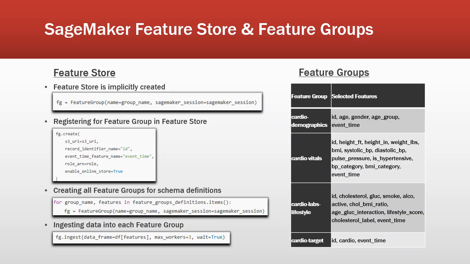The demographics group includes core population identifiers like age and gender. The vitals group captures physical measurements such as blood pressure and BMI, all critical indicators of cardiovascular stress. Our labs and lifestyle groups reflect metabolic and behavioral risk factors: cholesterol, glucose, smoking, and physical activity. And finally, the target group stores the cardiovascular disease label, which serves as our predictive outcome.